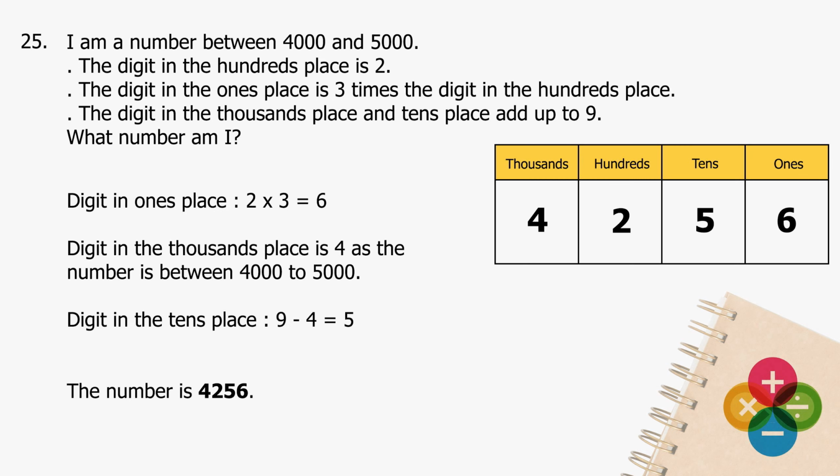The digit in the ones place will be multiply 2 by 3, and the product is 6. The digit in the thousands place is 4, as the number is between 4,000 to 5,000. The digit in the tens place will be subtract 4 from 9, and the difference is 5. The number is 4,256.